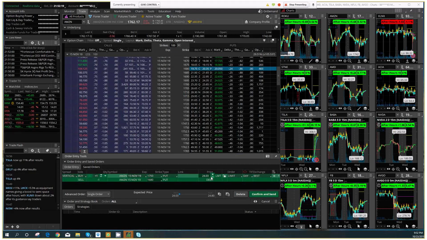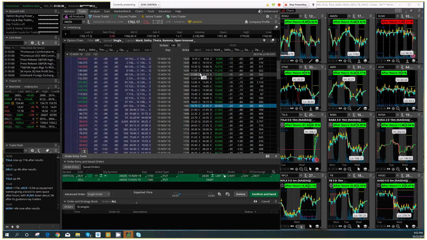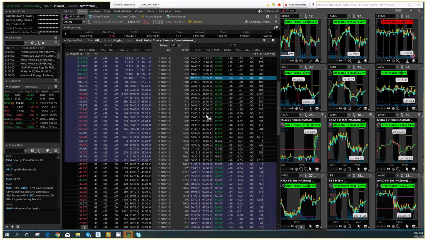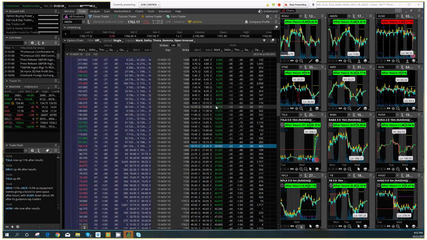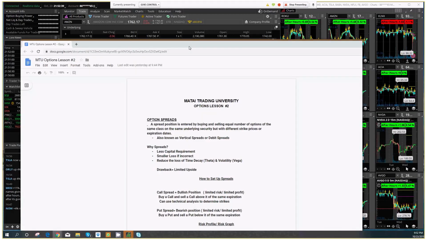So again, you choose your strikes. The further low you go, the more you pay, and vice versa. So again, you're simply buying a put and selling a lower put in a put spread, opposite of a call spread. So to review, how to set up the spreads is what we're talking about.